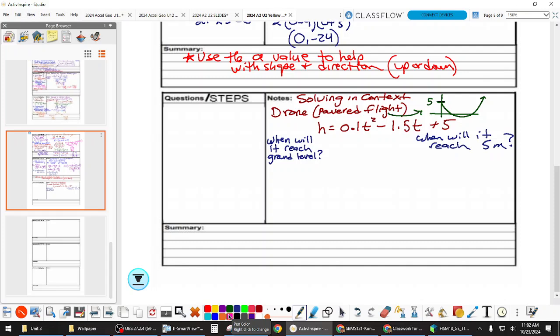Alright, well, what does on the ground mean? We just wrote it. Our height is 0. Good. Height equals 0. So 0.1 t squared minus 1.5 t plus 5 equals 0. How are you going to solve that? Because it's not going to be factorable. Well, I shouldn't say it that way. It doesn't look factorable. So how are you going to solve it?